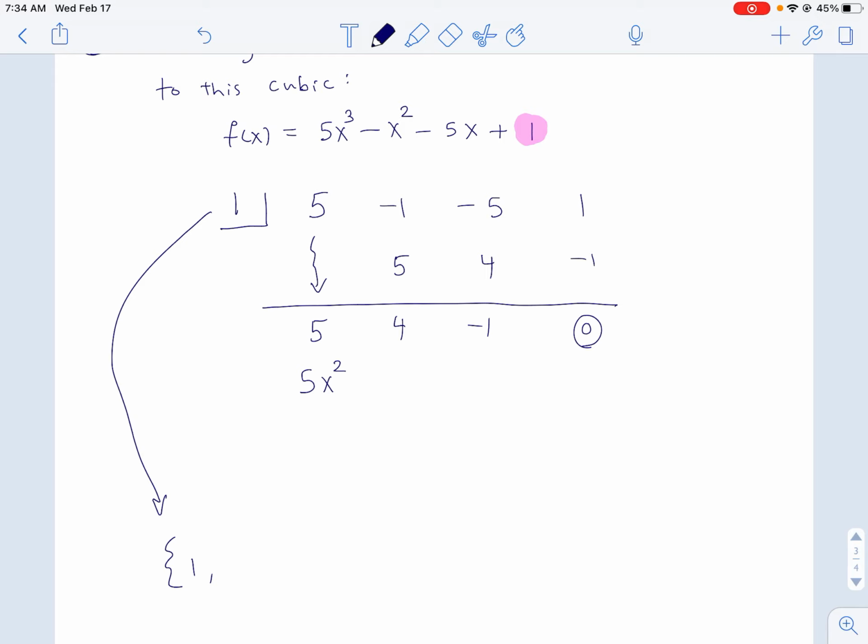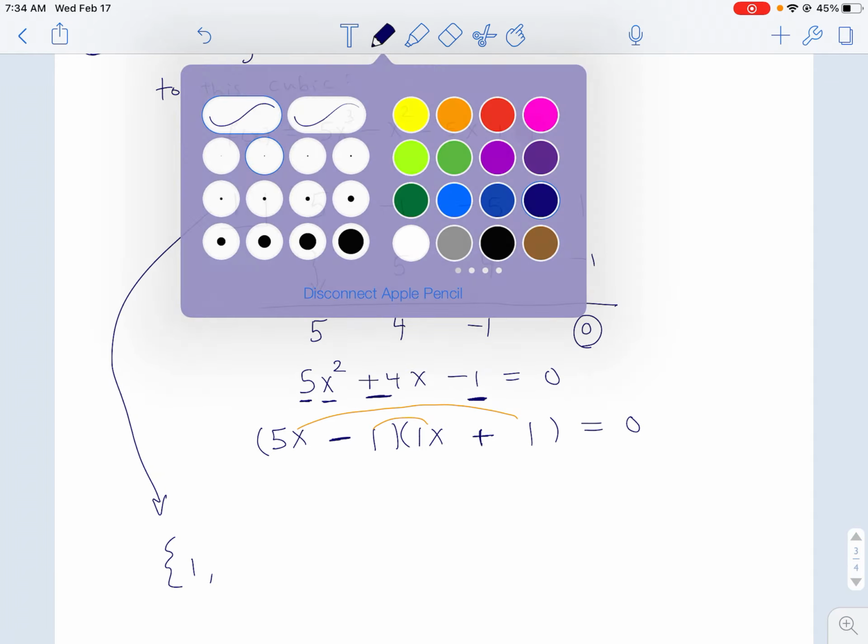Lucky for me, I'm left with this quadratic, 5x squared plus 4x minus 1 equals 0. Because one of the terms is 1, I can just factor this pretty easily. To get a 1, I need 1 times 1. To multiply to a 5, I need 5 times 1. And to get x squared, I need x times x. And then if I want to add up to a 4 in the middle, I better go positive 5x minus 1x. Remember that middle term is determined by the cross products, the insides and the outsides. So it would be 5x minus x is 4x.